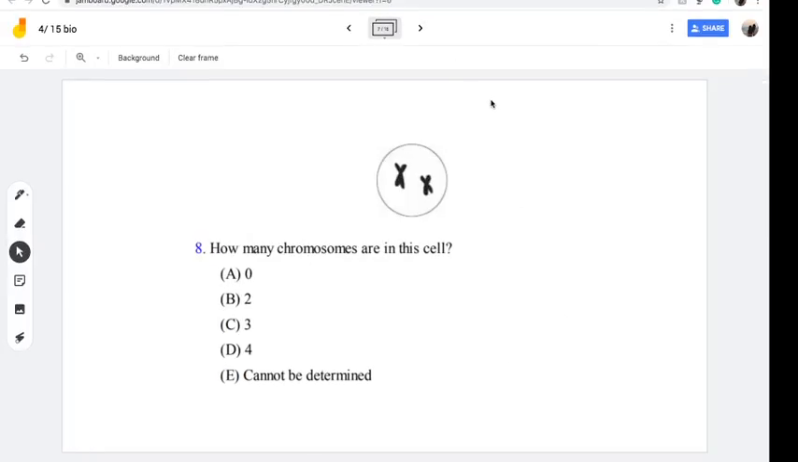Moving on to the next question. So this question is pretty simple, and it asks how many chromosomes are in a cell. Well, to count the chromosomes, the best way to do that is to count the centromeres, because there is one per chromosome. So centromeres are usually the middle here that connects each chromatid. So in this case, there would be 2 chromosomes because there's only 1 centromere. So the correct answer will be choice B, 2 chromosomes.